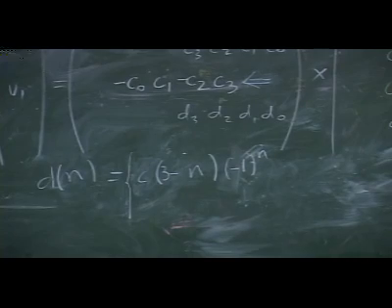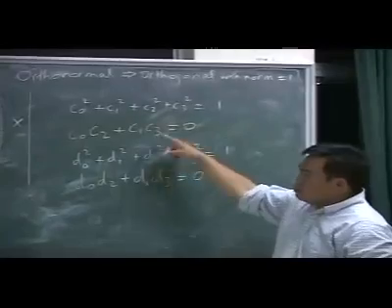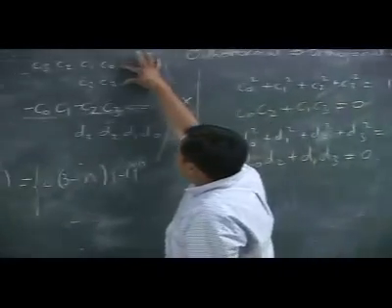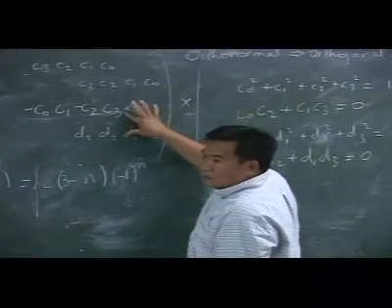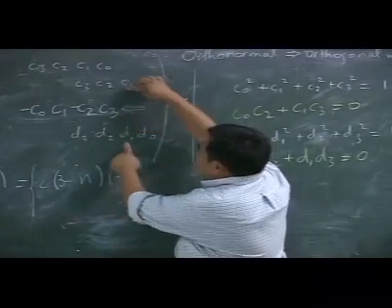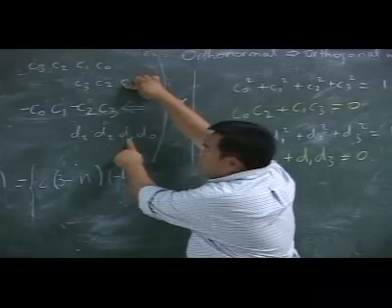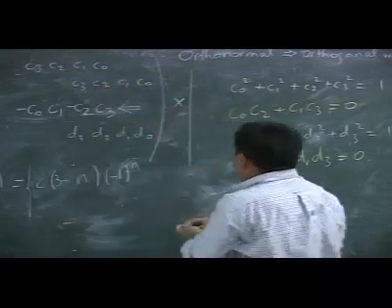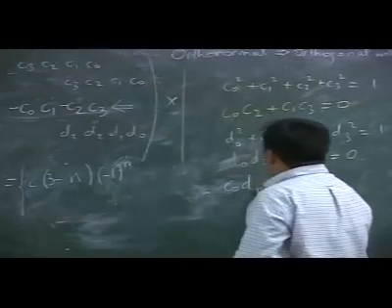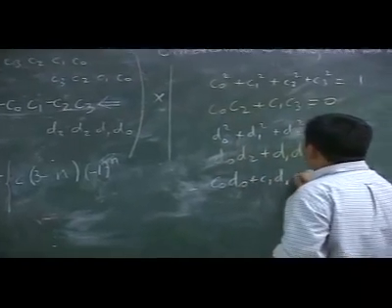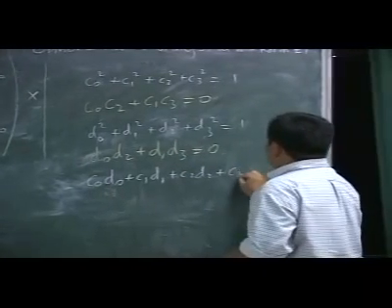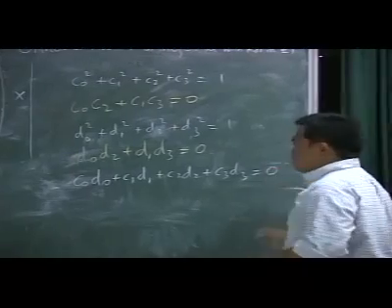Is this enough to be orthogonal? Are we missing something? We look at this, but we are not looking at this row, right? So we need to have C0, D0, C1, D1, C2, D2, C3, D3 equal to 0 also.